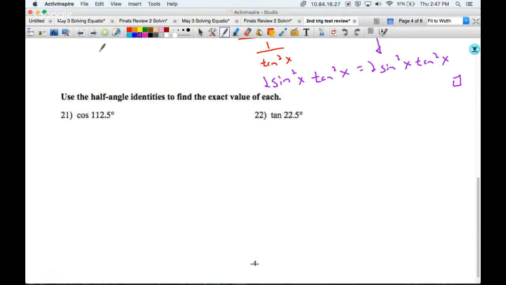Number 22, I think I'm going to do that one in class. Let's do, oh, but I think I did 21 in class. I guess we should do 22. This one's clearly using a half angle identity. So 22.5 is clearly 45 divided by 2, and that's nice because 45 is on the unit circle.